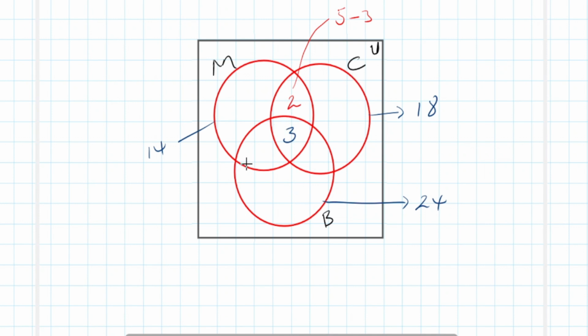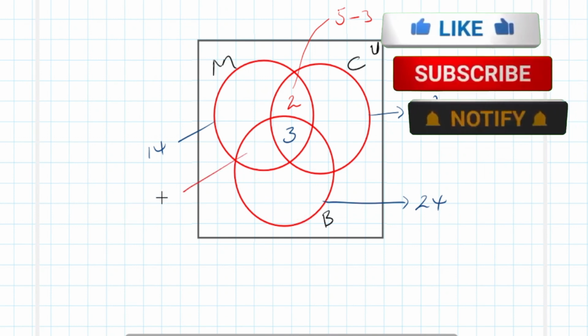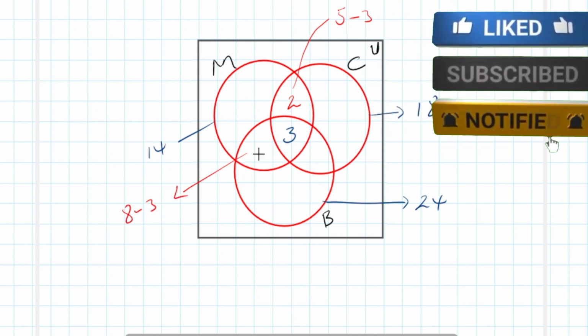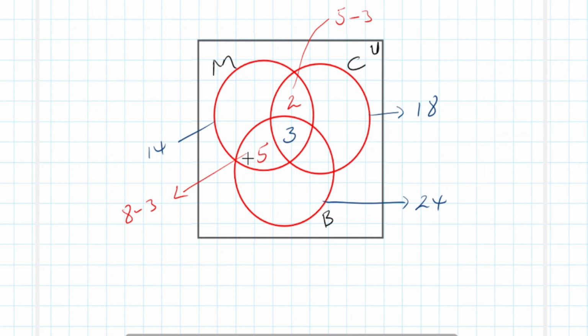The number of students who study biology and maths is 8. We can find this region by subtracting 8 minus 3, which equals 5. And the number of students who study chemistry and biology is 10. This region is 10 minus 3, which equals 7.